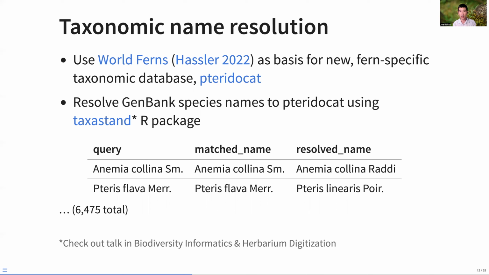So we made those changes and then released that as a taxonomic database called Pteridicat, which is compatible with our tree. We then resolved GenBank species names to the names in Pteridicat using the taxostand R package.